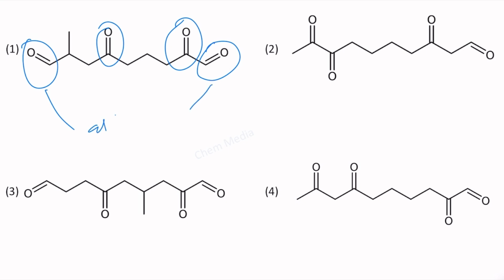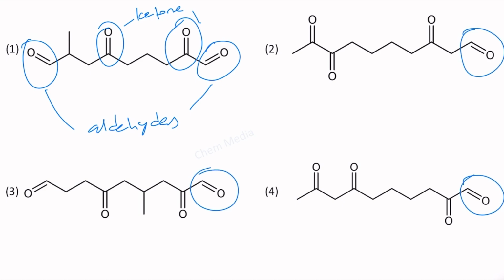Aldehydes always come at the end because aldehyde is a terminal functional group, whereas a ketone doesn't come at the end. So we have an aldehyde here, aldehyde, aldehyde. Everything else is a ketone because they don't come at the end. Keep it in mind that the hydrogens are not shown in the bond line notation even when it is an aldehyde.